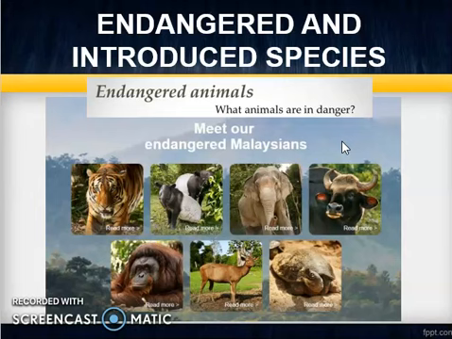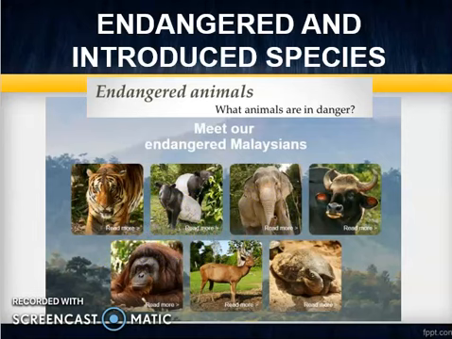An endangered animal can be defined as a type of organism that is threatened by extinction. Species become endangered for two reasons, for example, loss of habitat and loss of their genetic variation. Based on this slide, some of the endangered animals present in our country are the tiger, tapir, elephant, and orangutan. So these are some examples of endangered animals for our nation.